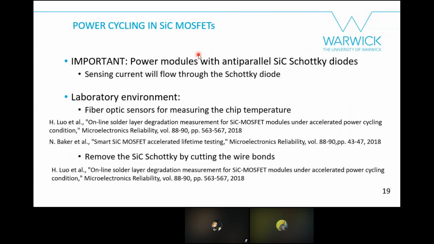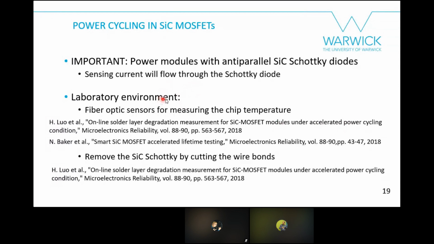But now I would just like to make some remarks regarding power cycling in silicon carbide MOSFETs. Remember that in power modules, you have anti-parallel silicon carbide Schottky diodes, and the sensing current will flow through the Schottky diode, which is a problem if you want to measure the temperature of the MOSFET. So in the laboratory environment, some people have used a fiber optic sensor for measuring the chip temperature. You can check some references there, how they managed to do that.